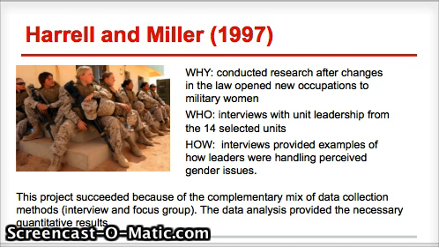Now, this project was successful only because of the mix of data collection, interviews and focus groups. This means that not one is more important than the other, but that you hold both of them as valuable so that you can get a good amount of results in both quantity and quality.